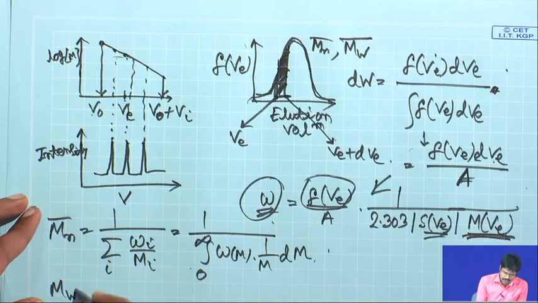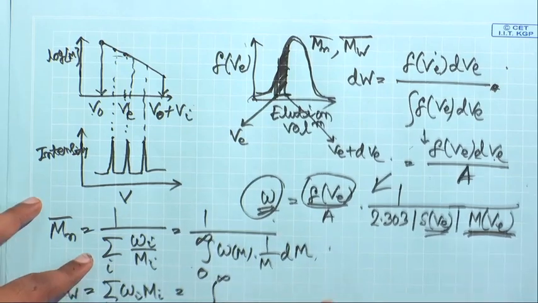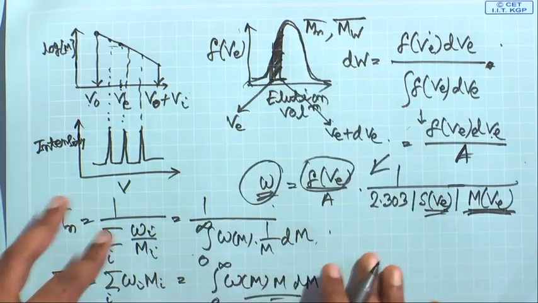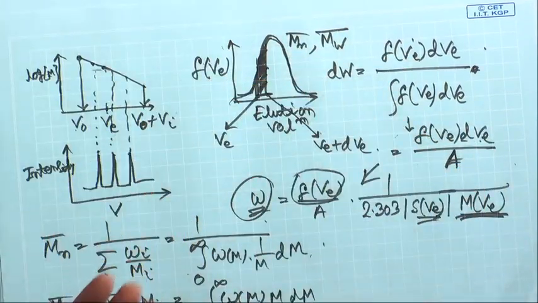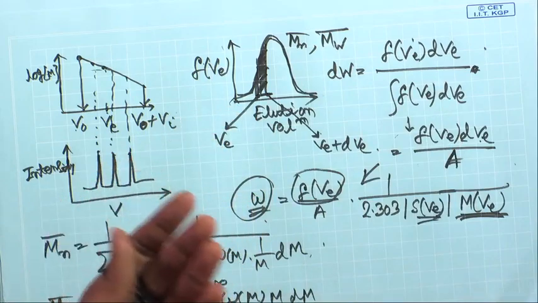Similarly, for Mw, the expression you know, the sum over i of Wi Mi, in integral form is the integral from 0 to infinity of W(M) M dM. Now, you can find these integrals from this final expression, because you are plotting weight fraction versus molecular weight on the x axis. So, ultimately you know the complete distribution of your sample from your gel permeation chromatography.